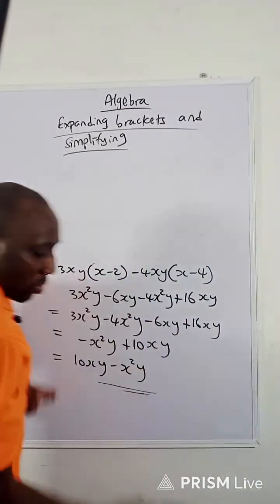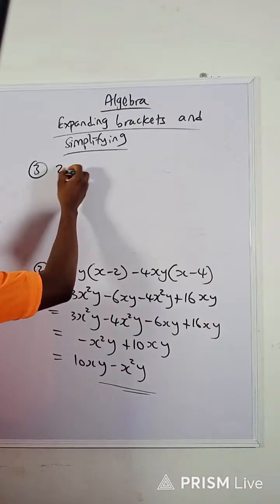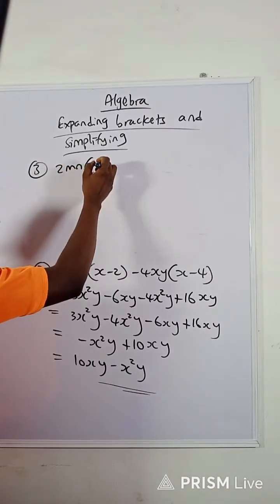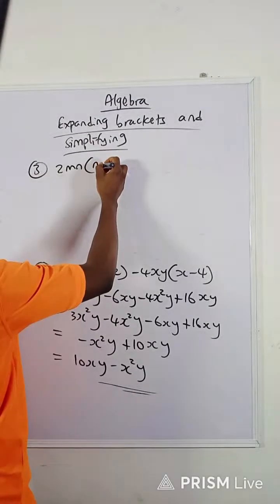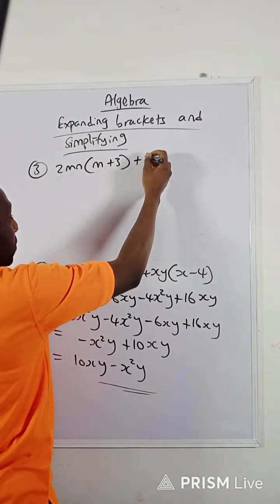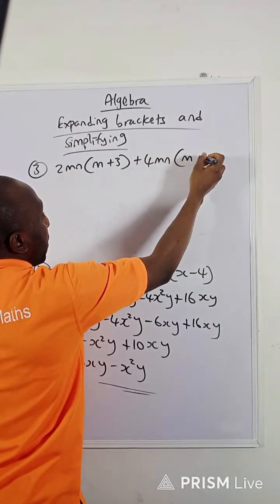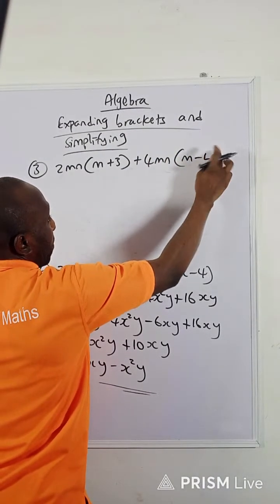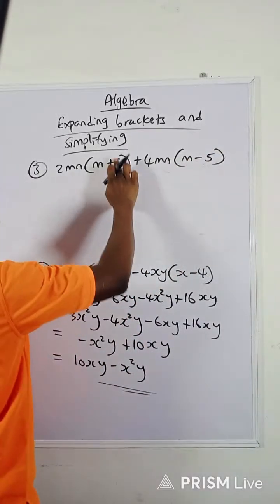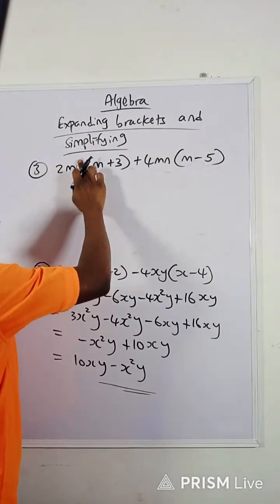Okay, so why not you all try this one out? Try this. 2mn bracket m plus 3 plus 4mn bracket m minus 5. Okay, I want you all to try this question. This is mn, by the way.